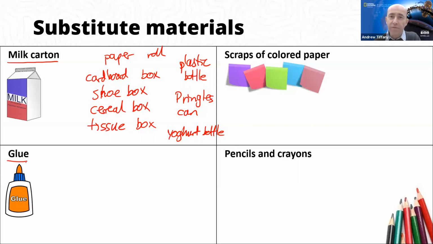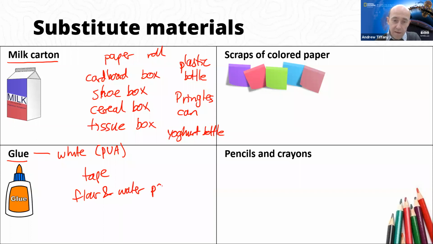Okay, let's go down to glue. Now, there's probably not a whole lot of options here, but let's say this is like the white kind of PVA glue, polyvinyl acetate glue, right? That's kind of the basic glue we're talking about here. What else can we use? Tape, good. Flour and water, yes, you can make flour and water paste, okay? That works as well. Silicone, yeah, we use double-sided tape. Double-sided tape. Silicone sealer, right?